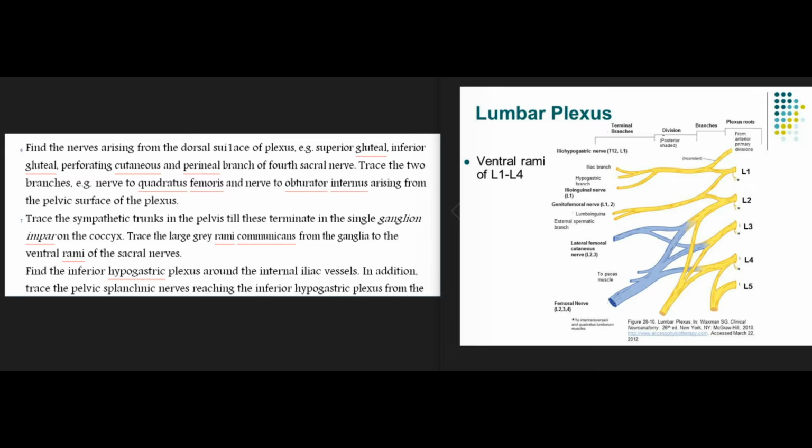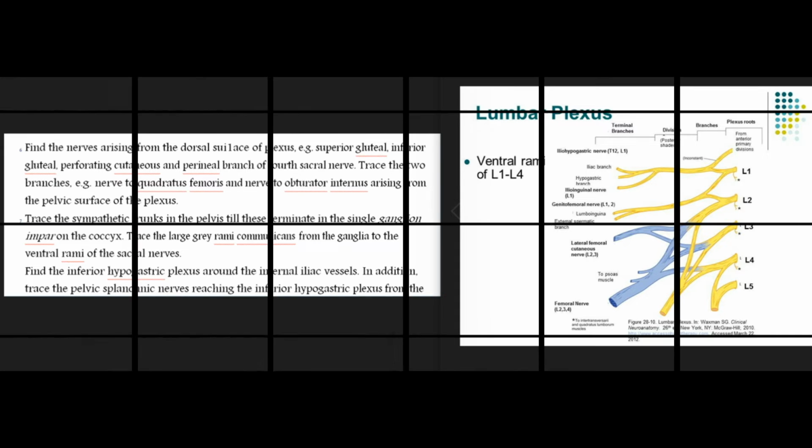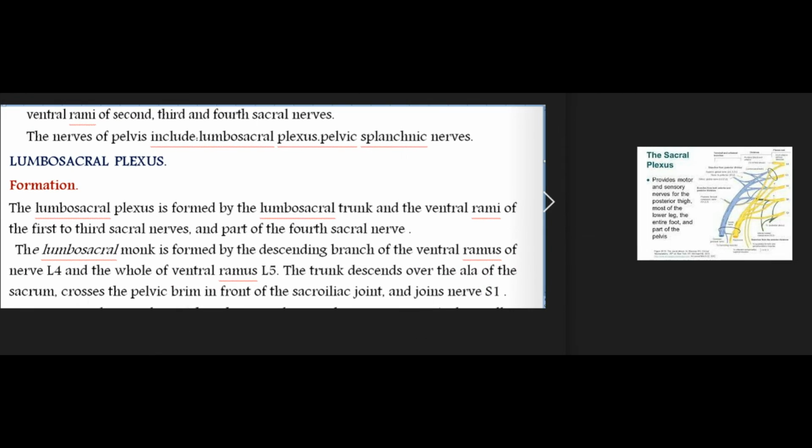In addition, trace the pelvic splanchnic nerves reaching the inferior hypogastric plexus from the ventral rami of 2nd, 3rd, and 4th sacral nerves. The nerves of the pelvis include the lumbosacral plexus and the pelvic splanchnic nerves. Lumbosacral plexus.